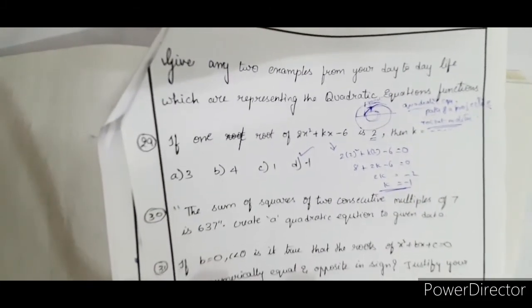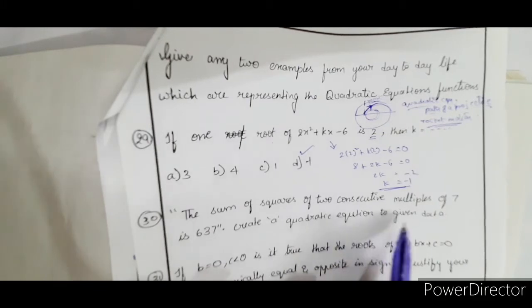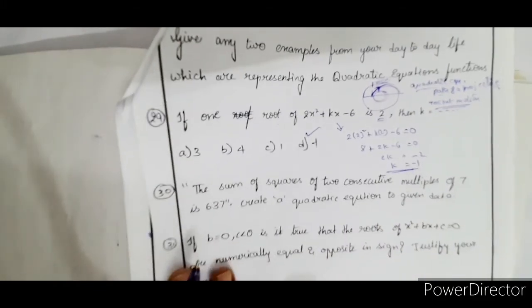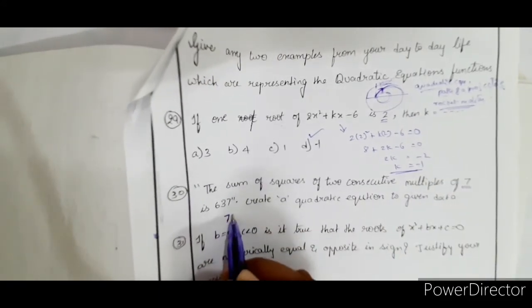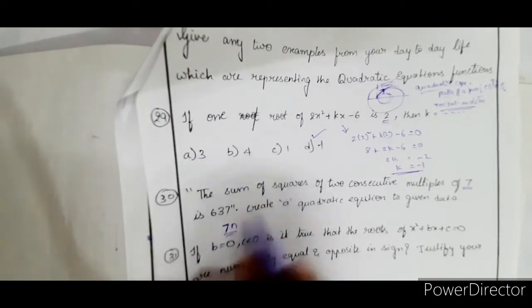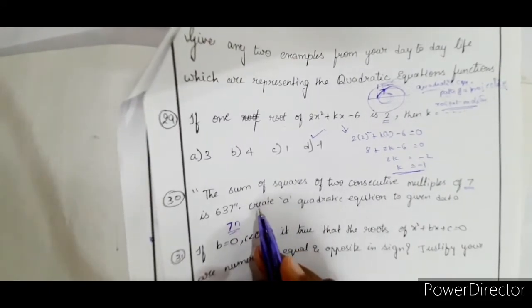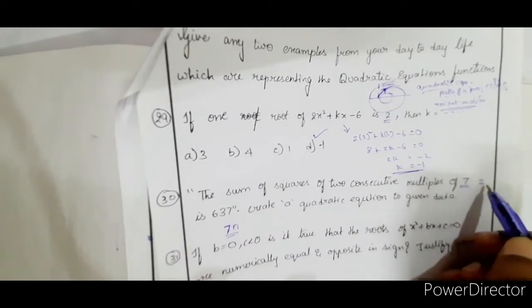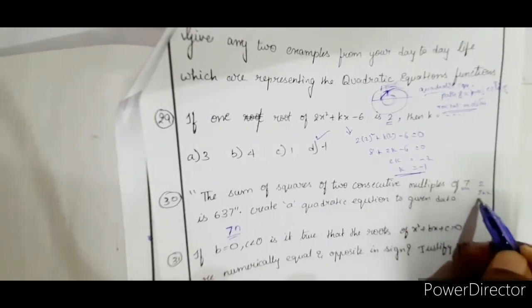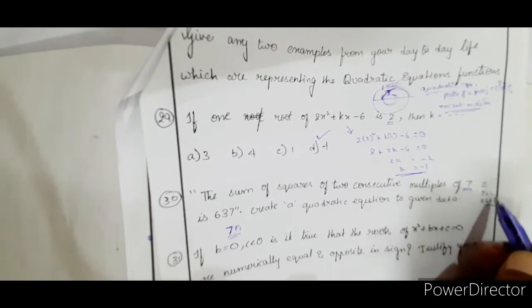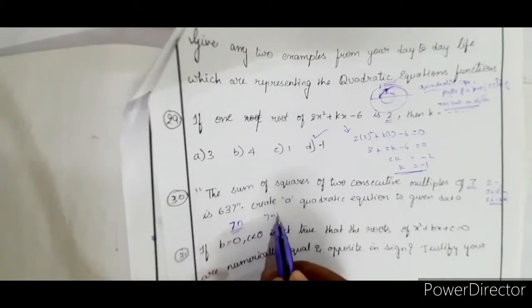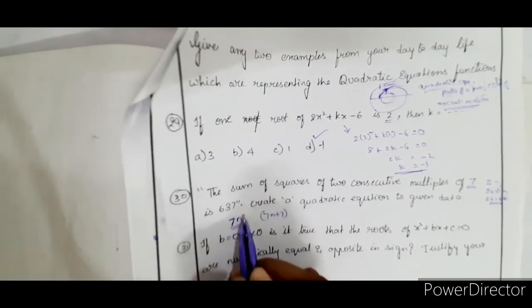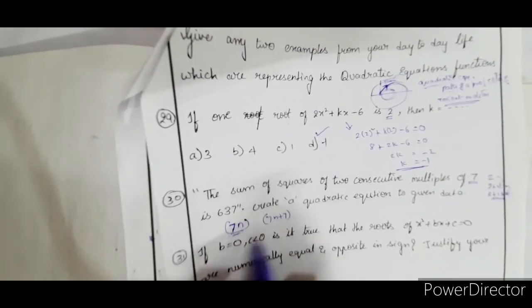Right. Now the sum of the squares of two consecutive multiples of 7 is 637. Create a quadratic equation for the given data. I think this place is sufficient for me. So 1 is a multiple of 7. So I write any number multiplied with 7 is 7n. The next immediate multiple means, see, suppose if you take 2 table, 2. What is the next immediate multiple? 2 plus 2. What is the next immediate one? 2 plus 2 plus 2. Is it not? So that means the number is added again. Now to 7 you are adding, so 7n plus 7 is the next multiple. So the consecutive multiples are these two.